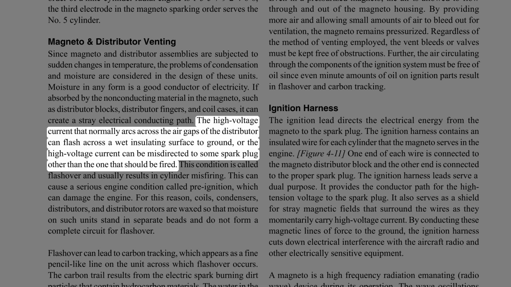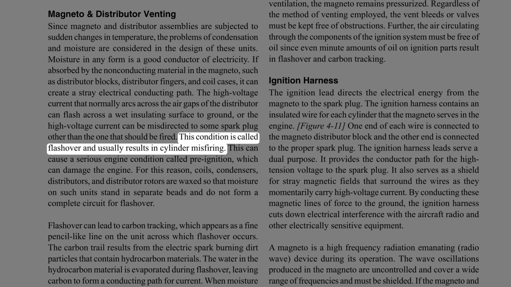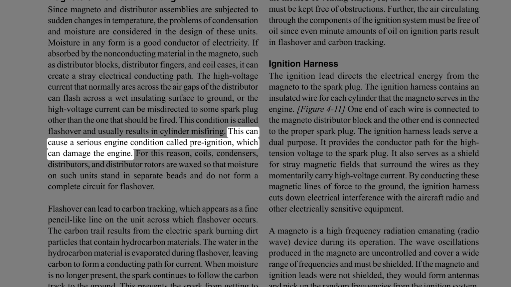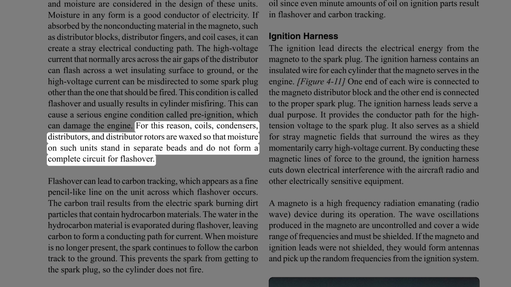The high voltage current that normally arcs across the air gaps of the distributor can flash across a wet insulating surface to ground, or the high voltage current can be misdirected to some spark plug other than the one that should be fired. This condition is called flashover and usually results in cylinder misfiring. This can cause a serious engine condition called pre-ignition, which can damage the engine. For this reason, coils, condensers, distributors, and distributor rotors are waxed so that moisture on such units stands in separate beads and does not form a complete circuit for flashover.